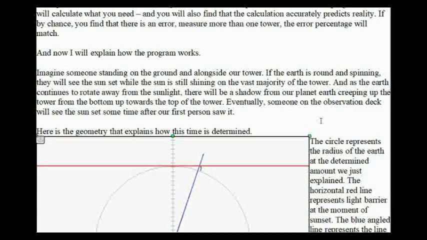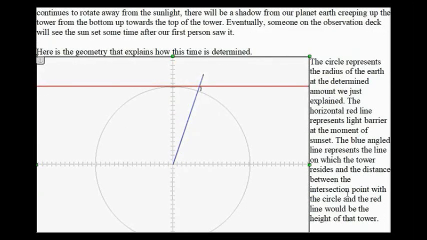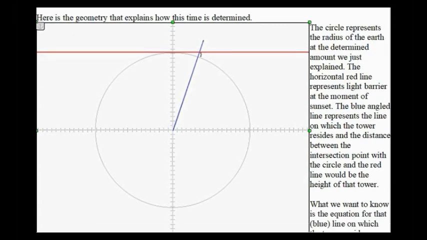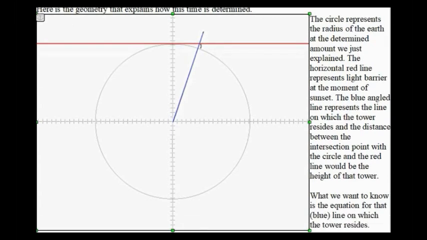Here is the geometry that explains how this time is determined. The circle represents the radius of the Earth at the amount we just determined. The horizontal red line represents the light barrier at the moment of sunset. The blue angled line represents the line on which the tower resides, and the distance between the intersection point with the circle and the red line would be the height of that tower. What we want to know is the equation for that blue line on which the tower resides.